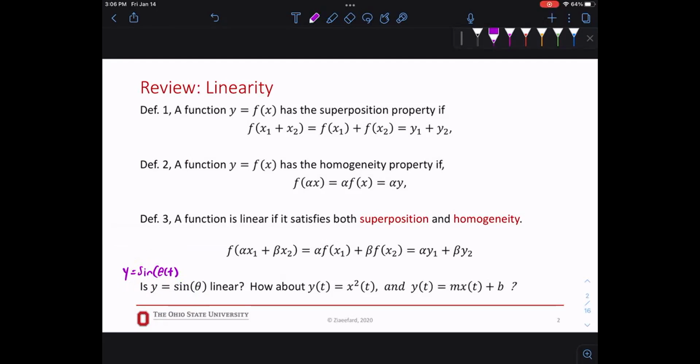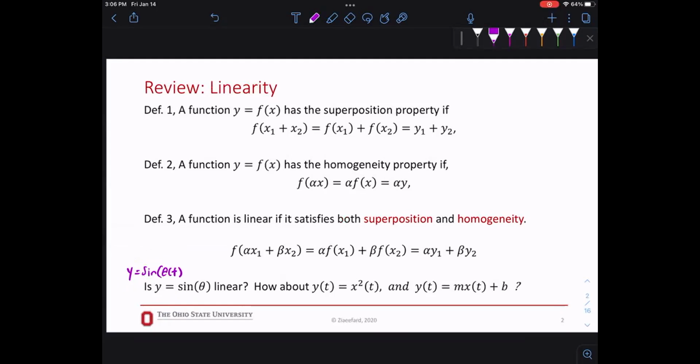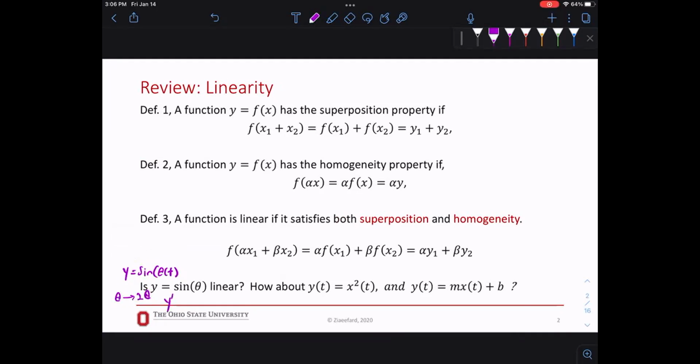Now, is this LTI or not? We talked about it last class. It's not. So look at this here. Let's say we scale theta to 2 theta. Then my y prime, my new output, is going to be sine of 2 theta, which is 2 sine of theta cosine of theta. So this part is 2y, but this is a new part that I added to my function, right?